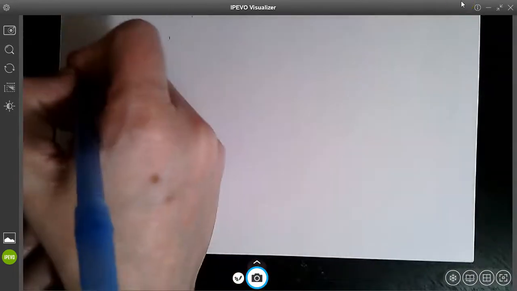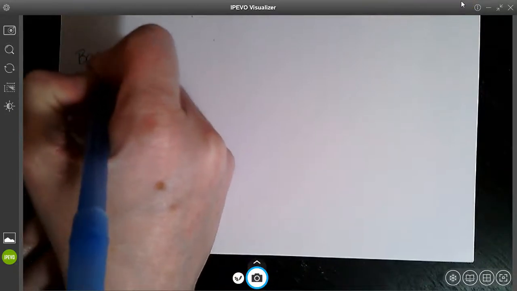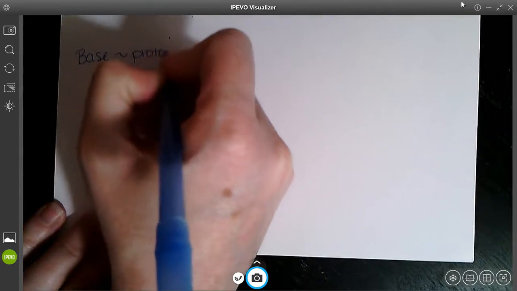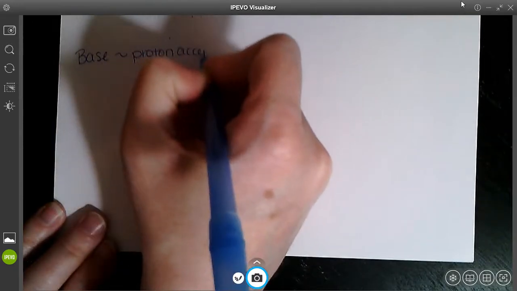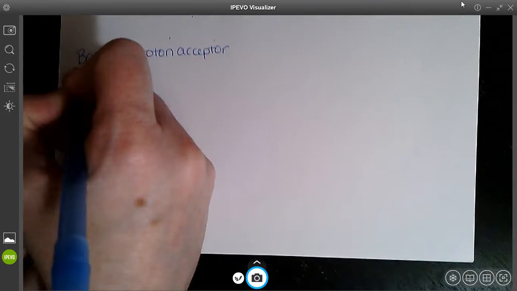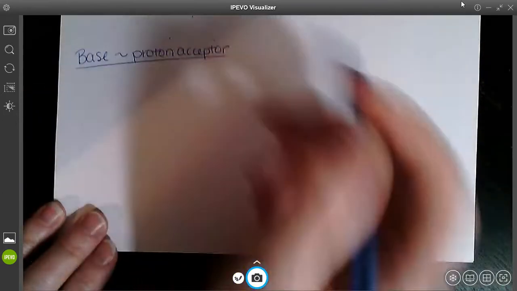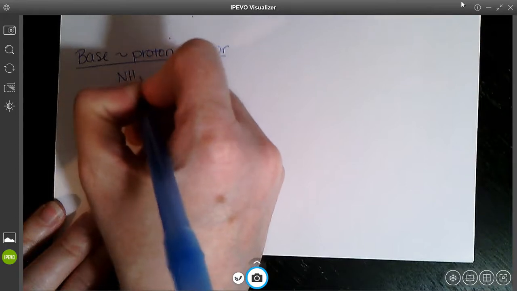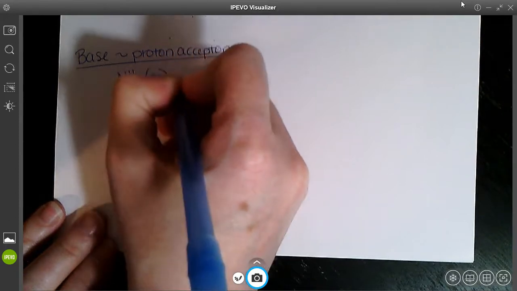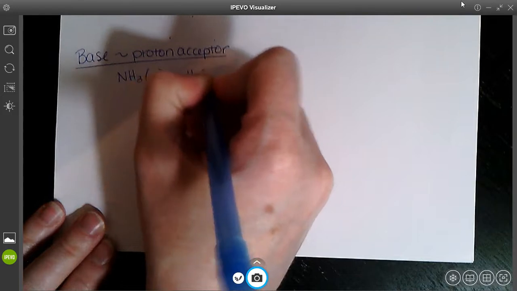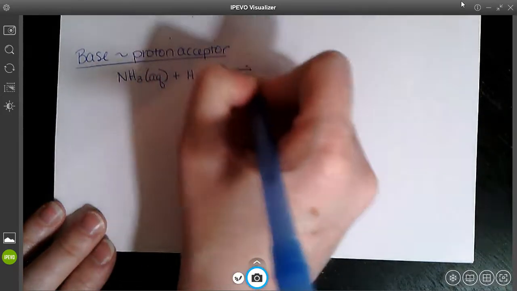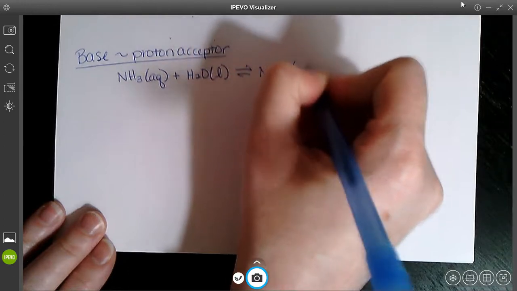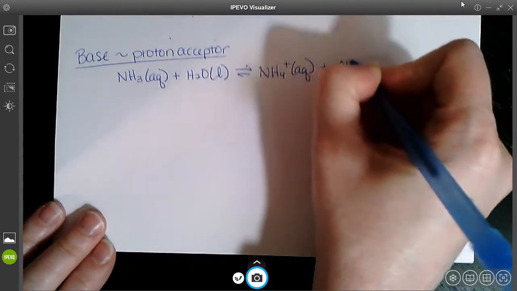All right, so let's talk about thinking about a base as being a proton acceptor. And we talked about this at the beginning of this unit, but let's just discuss again. So like ammonia, aqueous ammonia, when I put it with water, it's going to give us NH4, ammonium, and hydroxide ions.